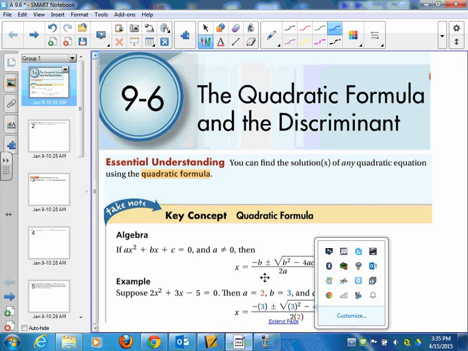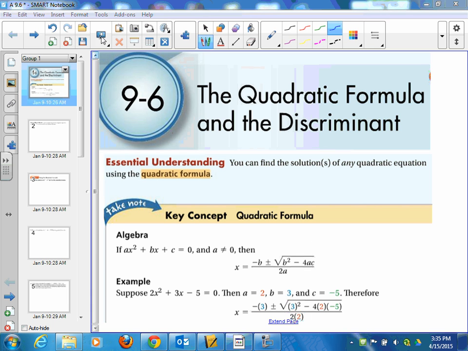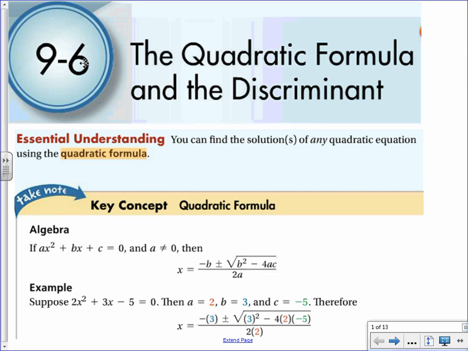All right, we got 9.6, the quadratic formula, and the discriminant. Go ahead and put the objective in your notes. Along with that, go ahead and put in this equation. This is the quadratic formula, and we'll be using that today. Along with that, I'll show you how to plug that into Desmos.